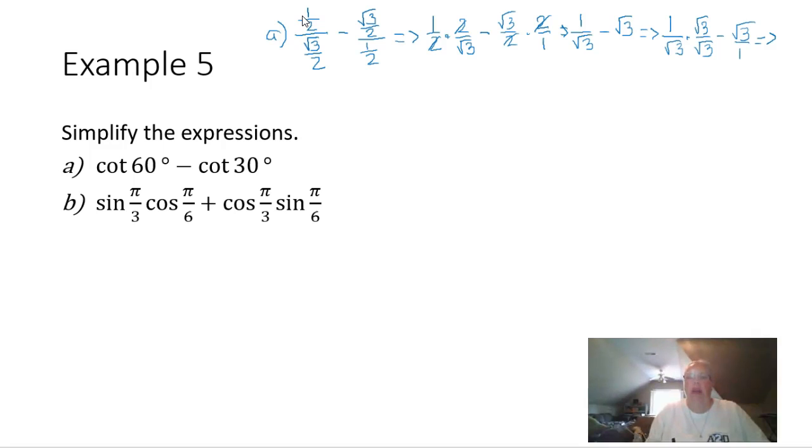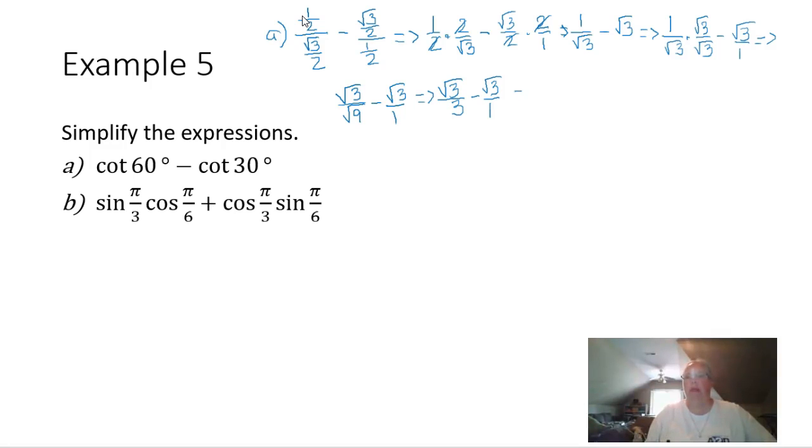Alright, this is going to give me the square root of 3 over the square root of 9 minus the square root of 3 over 1. And then I know the square root of 9. So we have the square root of 3 over 3 minus the square root of 3 over 1. And we don't quite have a situation where we can combine these.